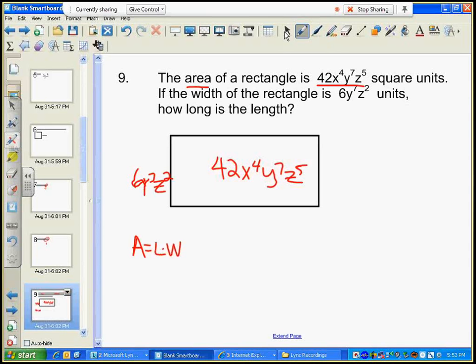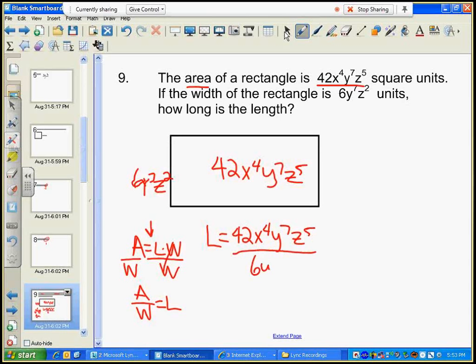So if I'm looking to isolate the length, which is what I'm trying to do, I can divide both sides by the width, and I end up with area over width equals length. That's what I'm looking for. So length is equal to my area, which is 42x to the 4th, y to the 7th, z to the 5th, all over 6y to the 7th, z squared.